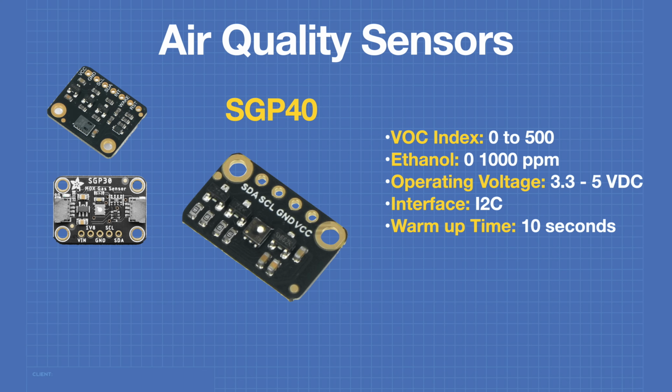The SGP40 is an improved version of the SGP30. Its output is a VOC index, which is very similar to the air quality index that we discussed earlier. It can also measure ethanol. It operates on 3.3 to 5 volts DC and has an I2C output. One of the biggest advantages of the SGP40 over the SGP30 is its warm-up time is a mere 10 seconds.